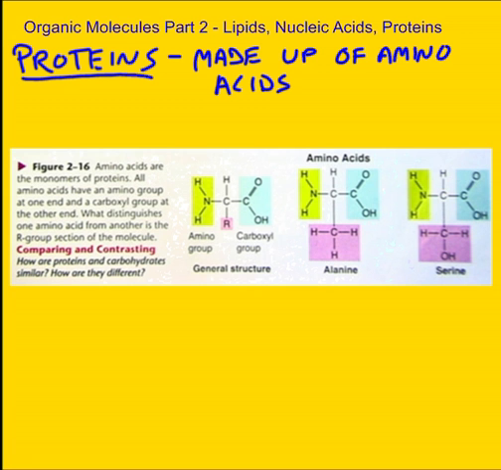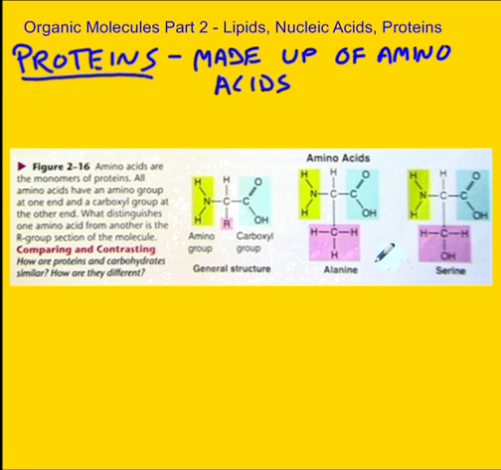All amino acids have an amino group at one end and a carboxyl group at the other end. Here you see with this greenish color the amino group and this turquoise color the carboxyl group. Notice that each amino acid has that. Now what distinguishes one amino acid from the other is what is attached to the central carbon here. We call that the R group.